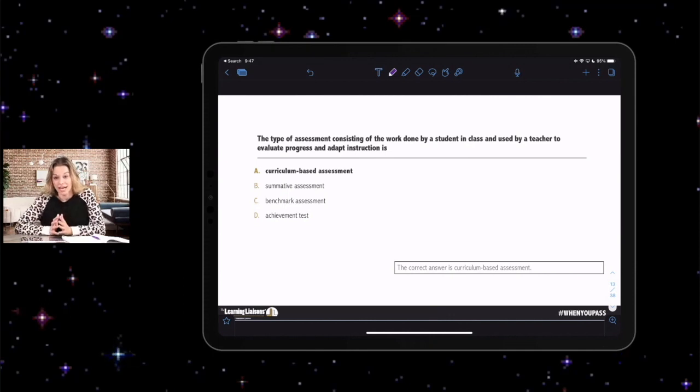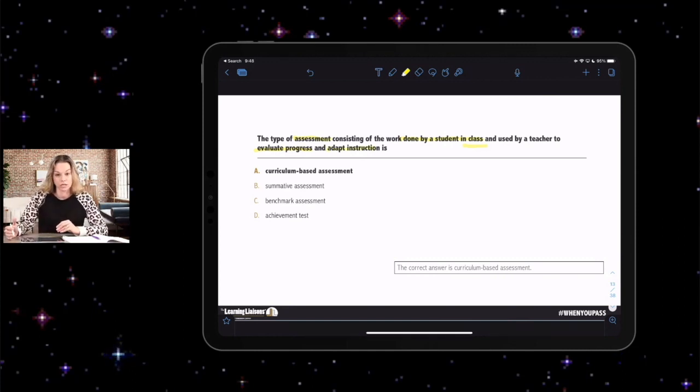So this type of question is going to be critical that you go back to the content lessons in the module and make sure that you have a clear understanding of what the different types of assessment that teachers can use are, because that's going to help you to more correctly answer these types of questions. So we're talking about an assessment that is done by a student in class, and then the teacher can evaluate progress and then continue by adapting instruction.